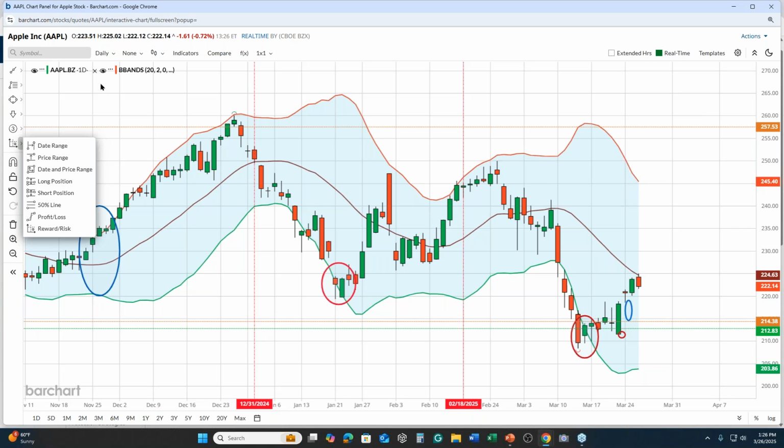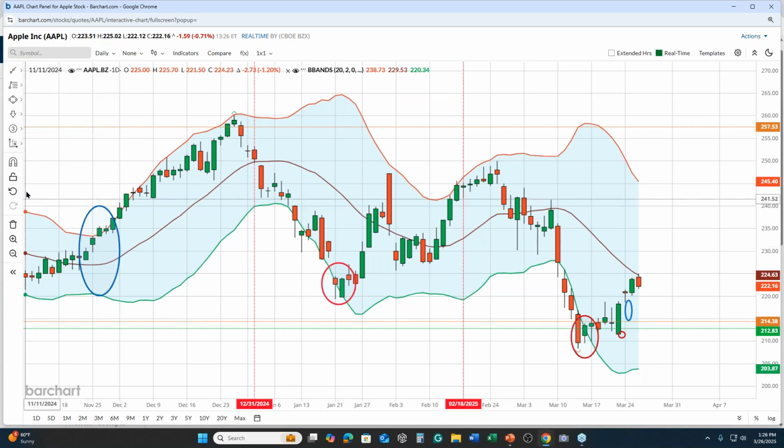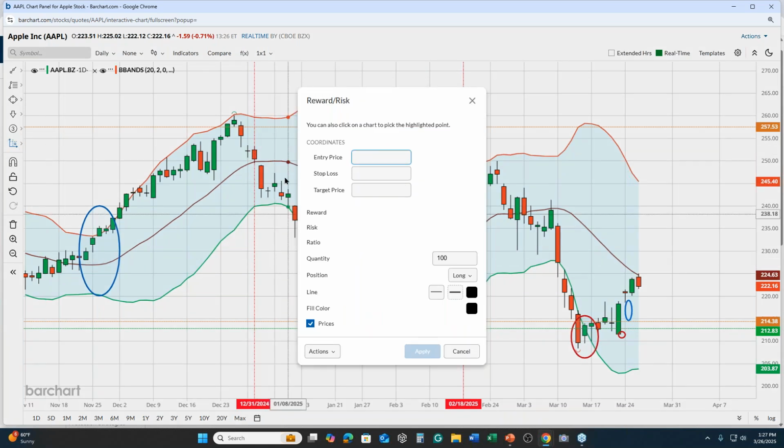Now, if you don't see your tools here, there is a little arrow here that will open that toolbox up. And I'm going to do the risk reward. So here we can go in and we're going to take a buy when price returns inside of our Bollinger Bands. And we're going to set our stop at the low of the candle that went outside of our Bollinger Bands. And at the time of the trade, we're going to set up a mean reversion. In other words, we're going to go back to the mean.